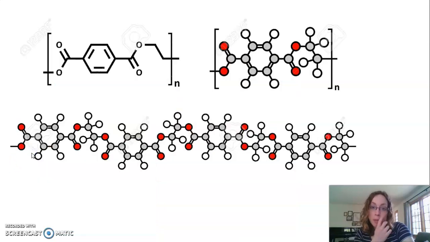So I want to start by showing you this molecule. This long, big molecule here is called polyethylene terephthalate, which is a really long word and quite a mouthful, but is essentially the type of plastic that makes up water bottles and pop bottles and things like that. Sometimes the name is abbreviated PET or PETE.